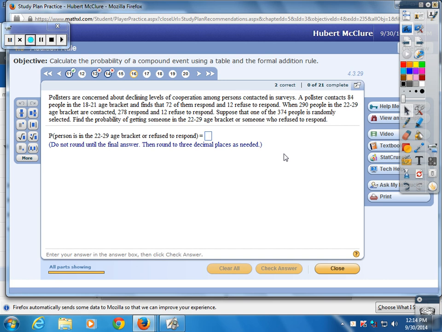Pollsters are concerned about declining levels of cooperation among persons contacted in surveys. A pollster contacts 84 people in the 18 to 21 bracket, and finds that 72 of them respond and 12 refuse to respond.